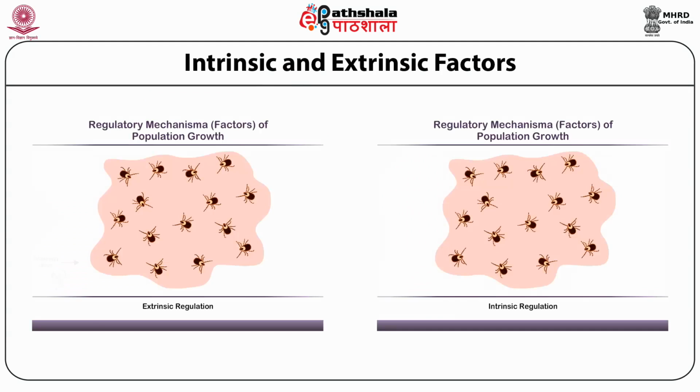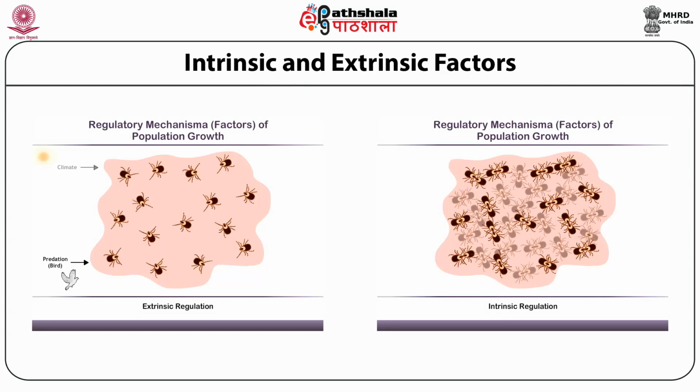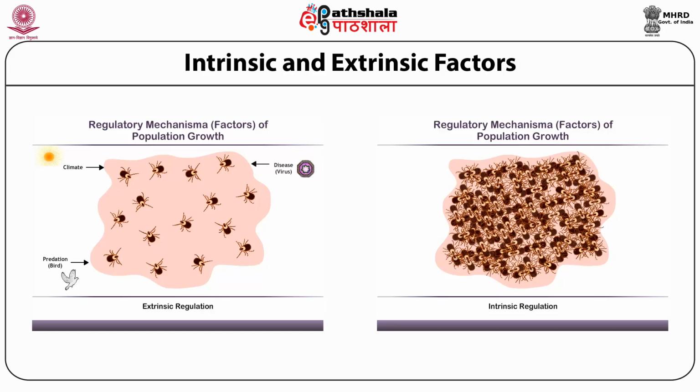All populations have a tendency to evolve towards self-regulatory mechanisms. As you can see in this video, the insect population is affected by extrinsic factors such as disease, competition, climatic factors, predation and parasitism. These extrinsic factors act upon them and lead to increased mortality.